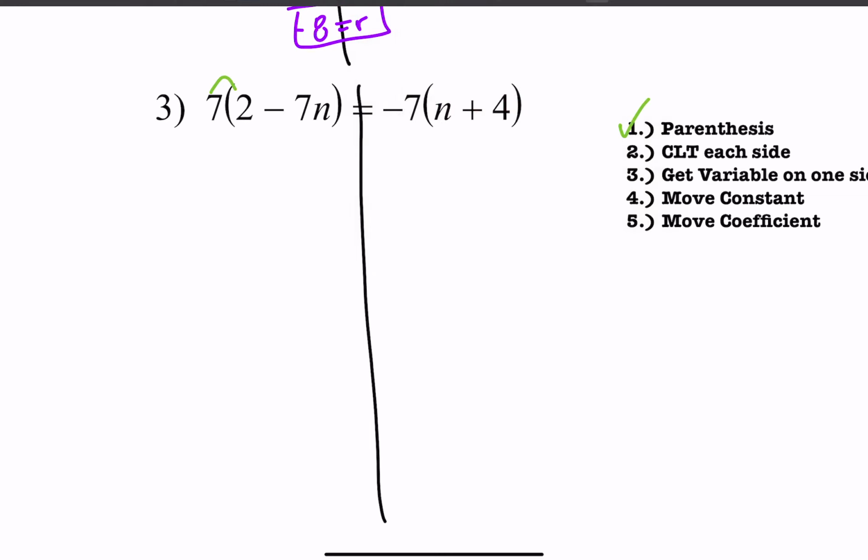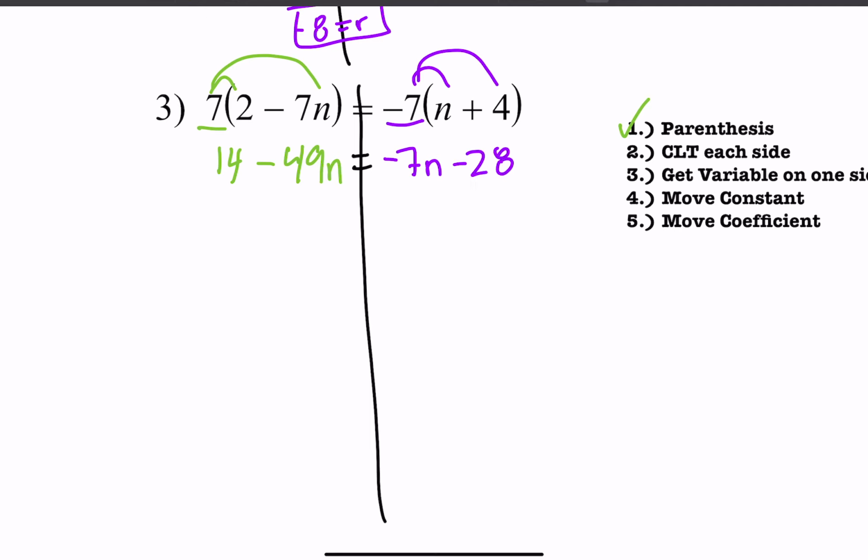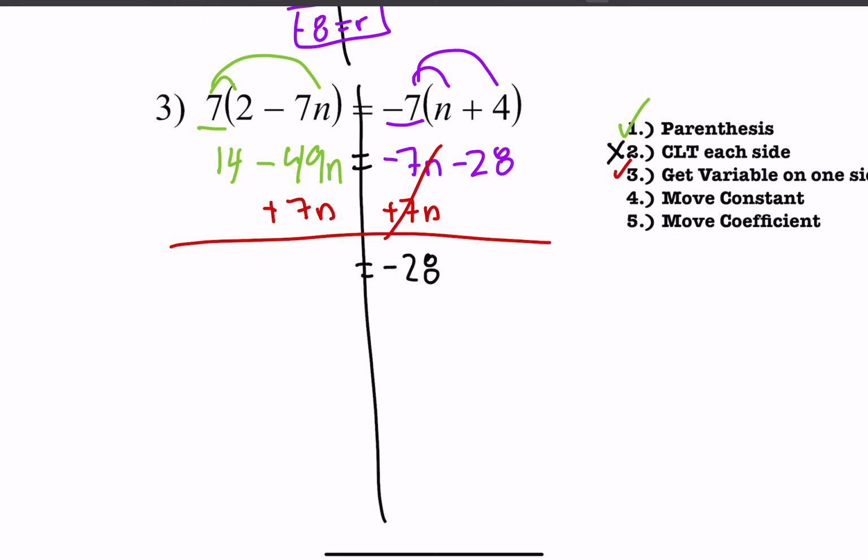So 7 times 2 is 14. 7 times -7n is -49n. Equal sign. Purple. -7 times n is a -7n. -7 times 4 is a -28. Be careful with your signs. There's no combining like terms. However, there is getting the variable on one side. So I'm going to add 7n to both sides. I know these go away, which leaves us with that -28.